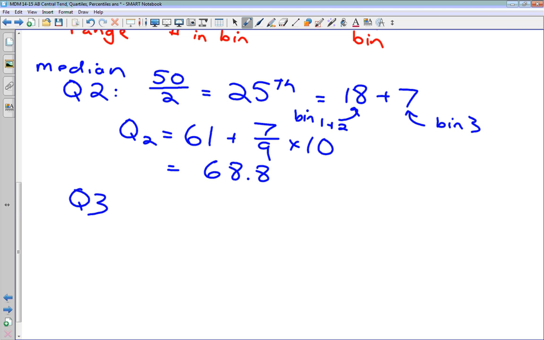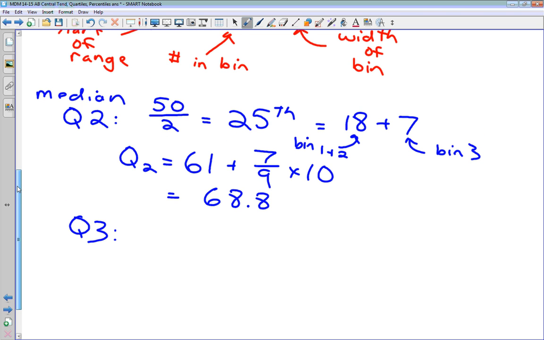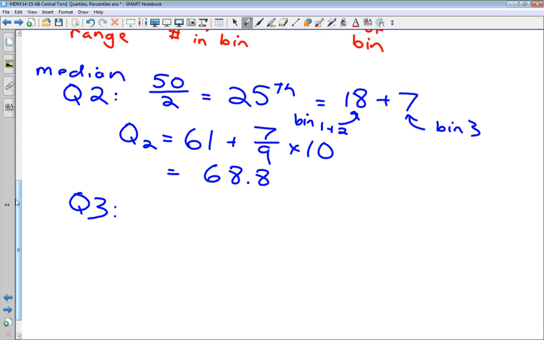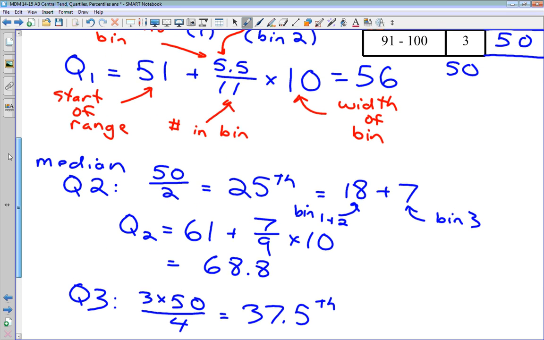So one last time here for Q3. Our Q3 number divides basically the 3/4 lower part of the data from the 1/4 upper part of the data. So we want our 50 times 3 divided by 4. We want the number that is 3/4 of the way through our data set. So that's going to be our 37.5 value, if we were to write them in order.